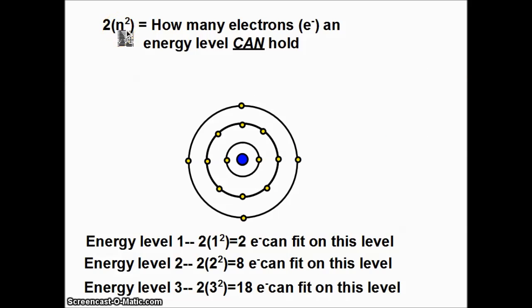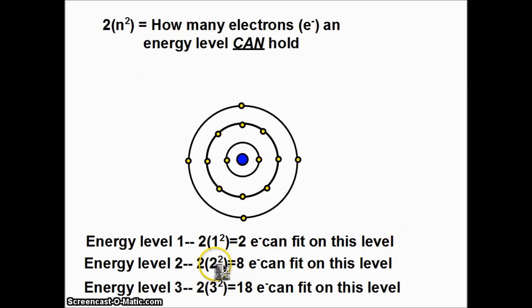So N represents the number of the energy level. Remember, the closest is the first energy level, so this is energy level 1, energy level 2, energy level 3, and that corresponds to N. So this equation here tells me how many electrons, that's this E with the negative, that's the symbol, an energy level can hold. So the first energy level, you would plug in 1 for N. 1 squared is 1 times 2 equals 2. So it can hold up to 2 electrons. So 2 electrons can fit on this level.